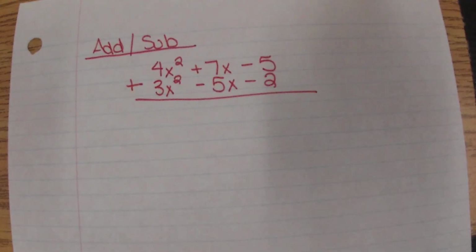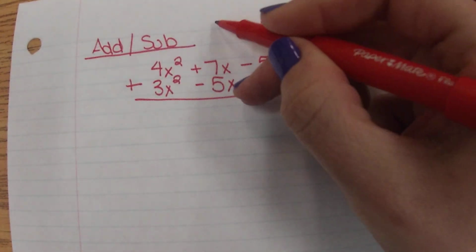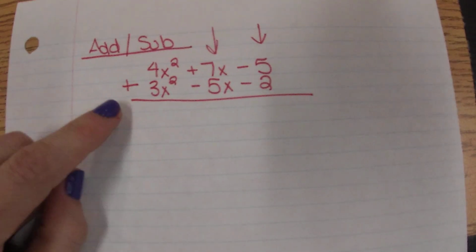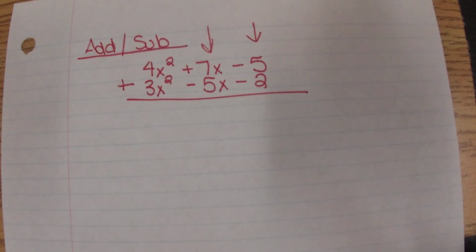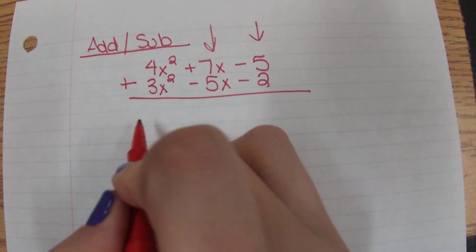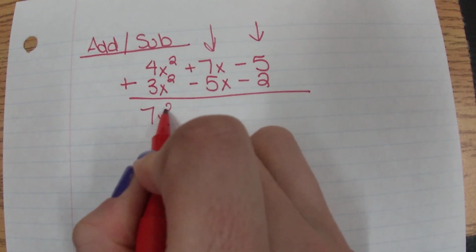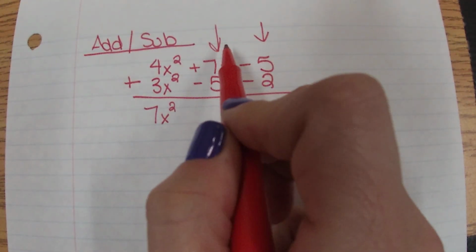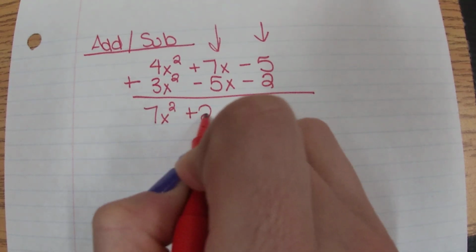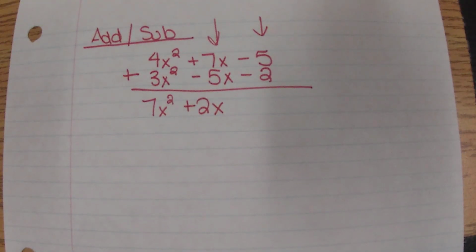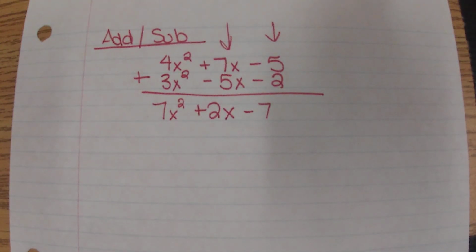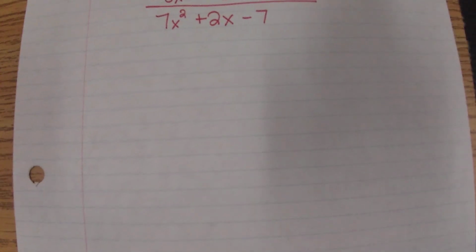Okay, and if they're nice and stacked, then our objective is that we want to go straight down. Now, remember, our objective is always addition. Addition functions way more friendly. So we have an addition sign, so we're good to go. So a 4x squared plus a 3x squared gives us a 7x squared. And when we add, our exponents stay the same. A 7x plus a negative 5x gives us a positive 2x. And a negative 5 and a negative 2 give us a negative 7. Okay, so that's our answer on that one.